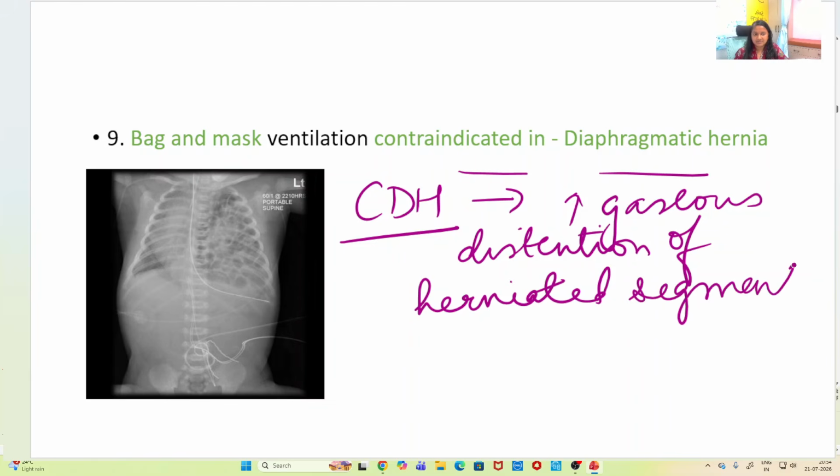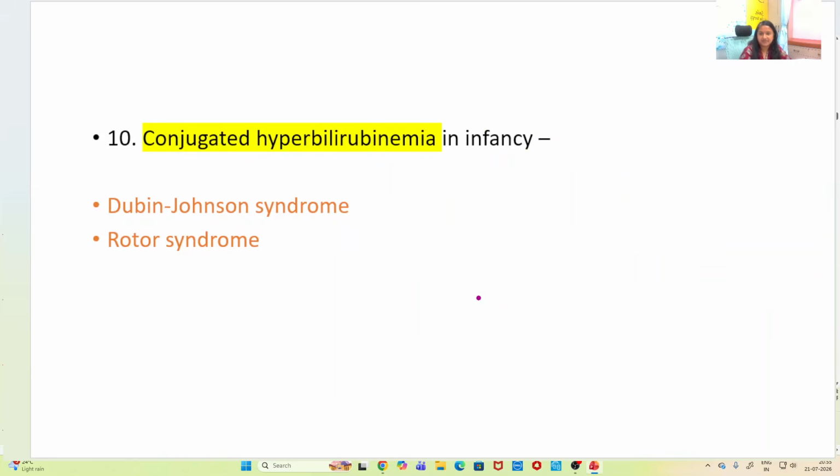And now what will happen is it will cause mechanical pressure on this particular area, which is the heart and the lungs. The lungs are already hypoplastic, there is pulmonary hypoplasia, and the thorax and its contents are already compromised, and then this gets distended, and that is going to cause mechanical pressure on the other organs. So that's why bag and mask is contraindicated in CDH.